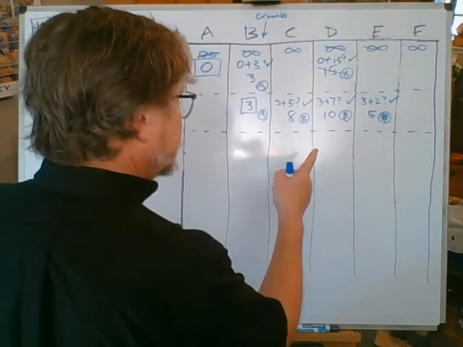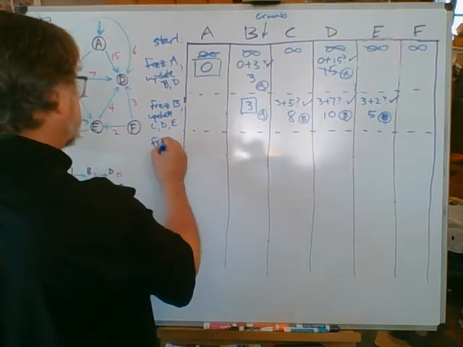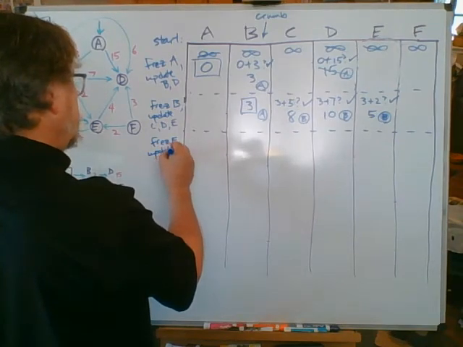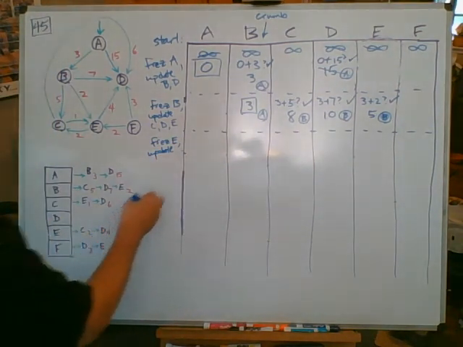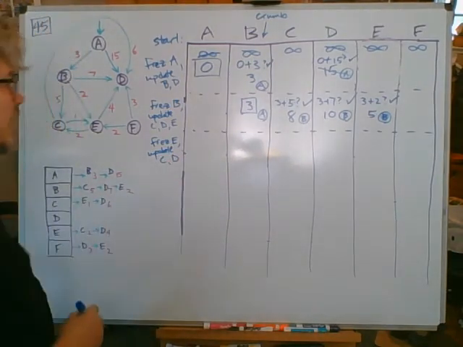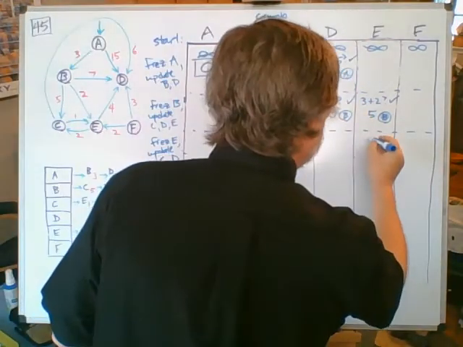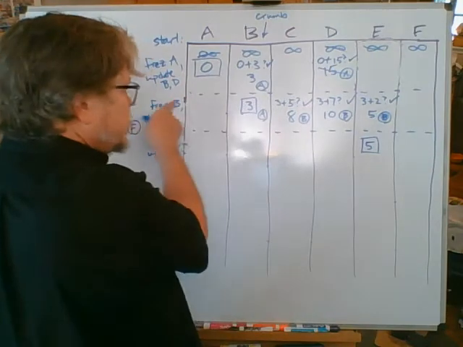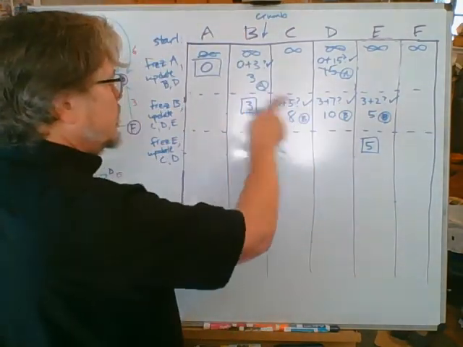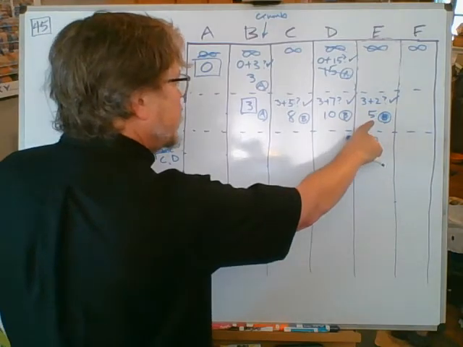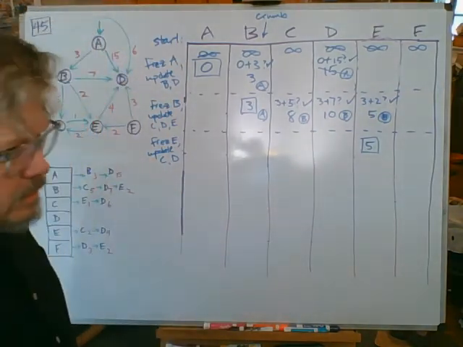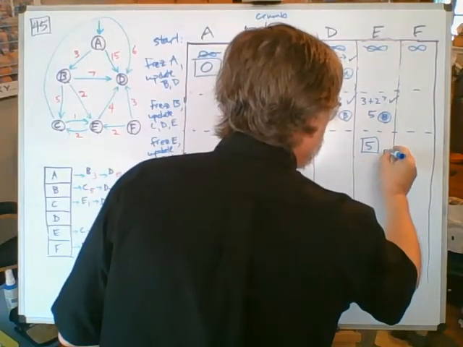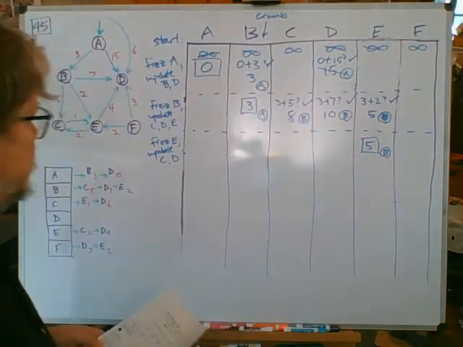Who's next? Looks like E. Freeze E. Update whoever's in its adjacency list, C and D. Okay, well, first of all, I need to freeze E. E has distance 5 because I did a search. I went through this array, this is an array or a vector, a one-way trip, and found out that's the smallest distance that's not frozen yet. So now it's its turn to freeze at the top of this iteration. Its crumb is B. That's also never going to change from this point forward now that it's frozen.